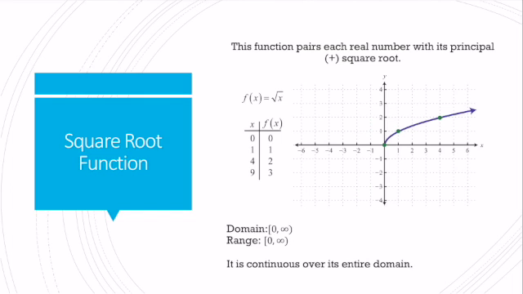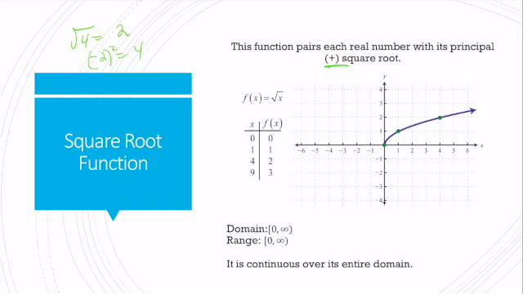A root function pairs each number with its principal square root. Remember that the square root of 4, its principal square root is 2, but it could also be negative 2, because negative 2 squared is 4, right? Square roots undo squares. But we're pairing it with its principal, or positive, square root, okay?